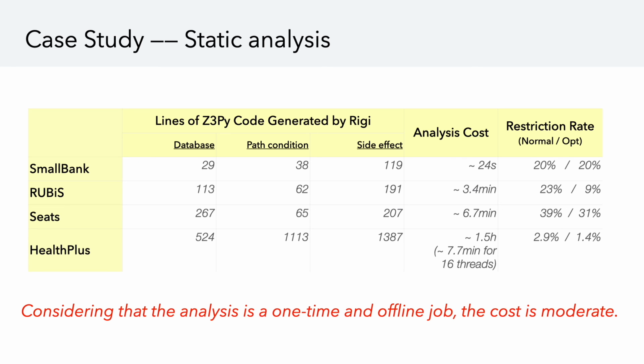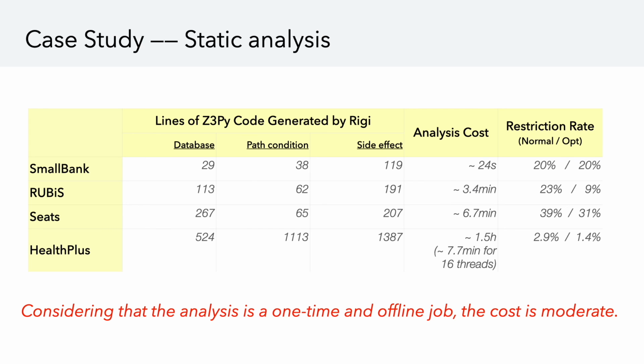We then evaluate Rigi in the normal mode and the optimal mode, which enables the two commutative transforming features introduced before. When switching from normal to optimal, the restriction rate for SmallBank remains unchanged, but the restrictions of RUBiS and HealthPlus are greatly reduced.